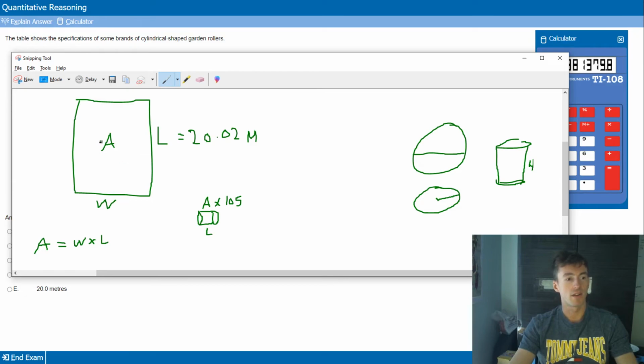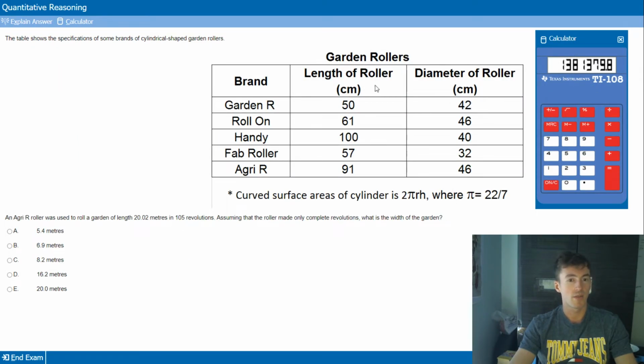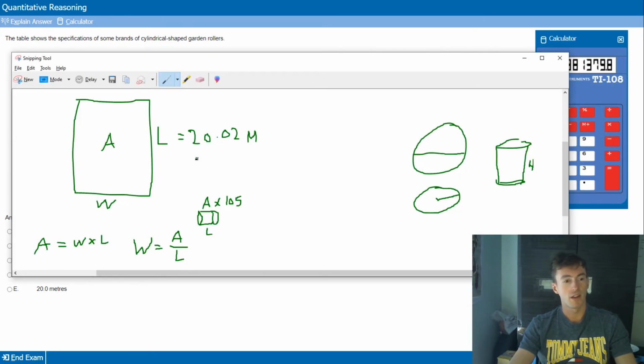That is our figure for the garden. Okay, so now all we have to do is rearrange this equation to give us the width. So width equals area over length. So let's do that. Now, we have the length as 20.02 meters. This area we've got here is centimeters squared, because all of these figures that we've used are in centimeters. So we need to convert the length from meters to centimeters. Do that by timesing it by 100.